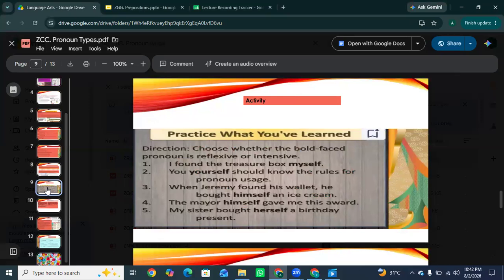so here we have an activity. Choose whether the boldfaced pronoun is reflexive or intensive. I found the treasure box myself. Yes, it's a reflexive pronoun, myself. Yes, it's a reflexive pronoun because I did the action to myself. Okay. The next one is: you yourself should know the rules for pronoun usage.